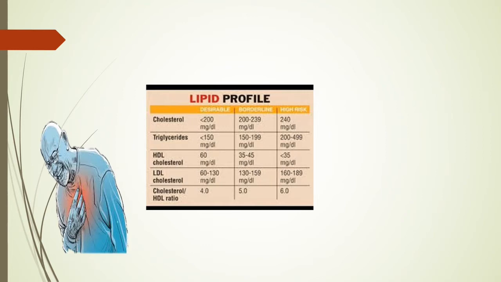Now, our focus here would be on the HDL and the LDL. HDL is high density lipoprotein, which is said to be a good cholesterol, and the LDL is the low density lipoprotein cholesterol, which is known to be the bad cholesterol. They are always being compared as the cholesterol to HDL ratio, which has a desirable value of 4.0 and a high risk of 6.0.